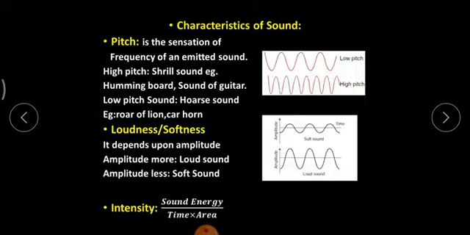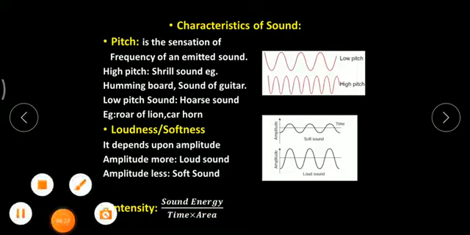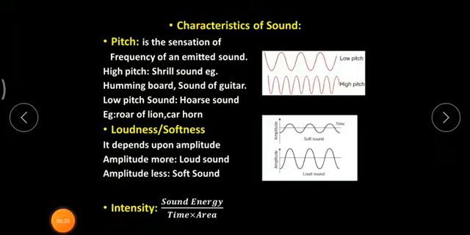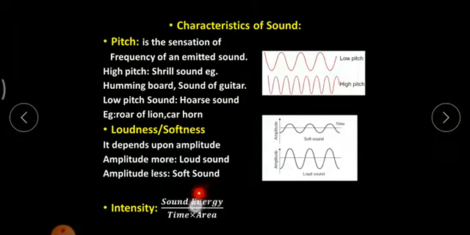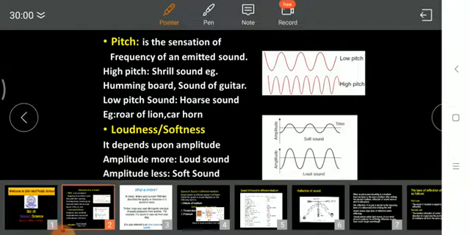So a certain area would be there, and whenever the striking is happening between two types of wave, a certain area would be covered. That area, multiplied with a certain duration of time, gives you intensity. You will understand this concept more profoundly in higher classes. For the time being, you simply have to remember that intensity is nothing but sound energy. What sort of sound energy? Energy upon time into area. That is intensity.